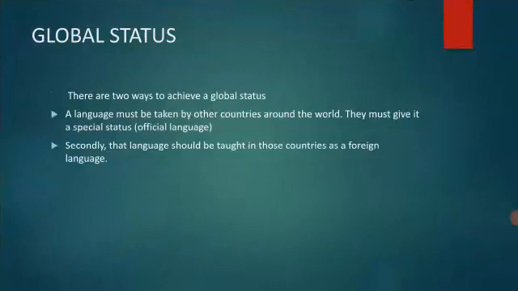So we can say that English has this global status because in more than 70 countries it is the official language, and in more than 100 countries it is taken as a foreign language. So it has this global status. We can say that it is one of the standard languages, you can say the global language.